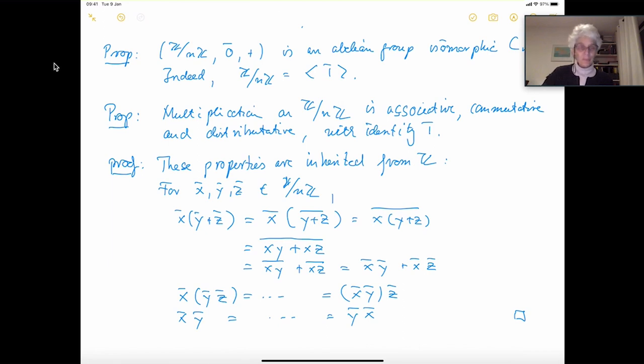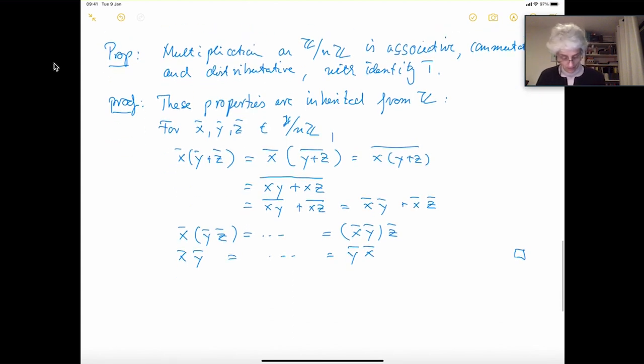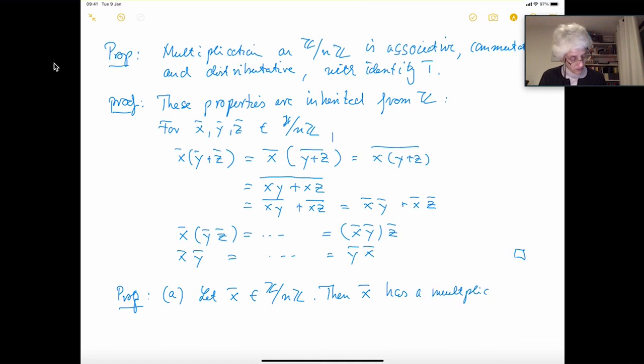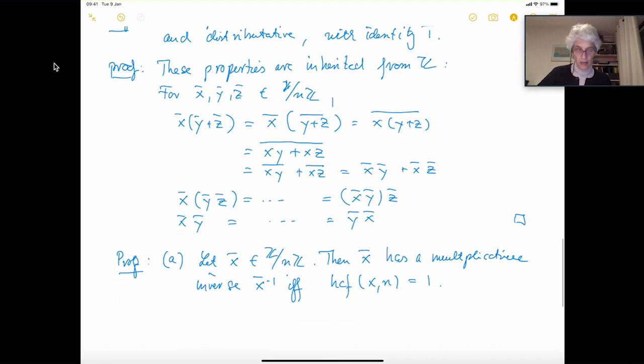Okay, so we have this really nice group, and we have actually a multiplication on these elements. So let me write the proposition. Let x be an element in Z mod nZ. Then x bar has a multiplicative inverse x bar to the minus 1 if and only if the highest common factor of x and n is 1. In other words, x and n have to be coprime.